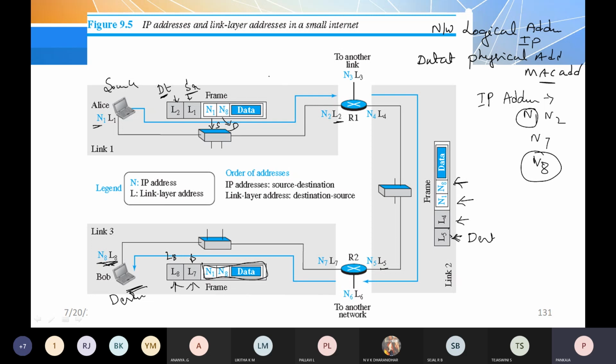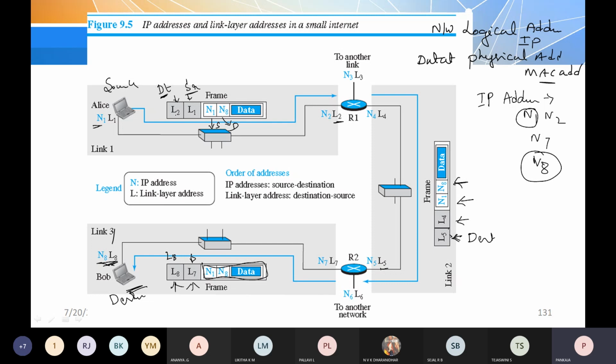According to this diagram, the IP address is retained the same throughout the transmission of the packet. Observe N1 and N8, which represent the IP addresses. Instead of using numbers, which may confuse you, we have considered some notation here. N1 and N8 are the IP addresses, N1 is the source and N8 is the destination.